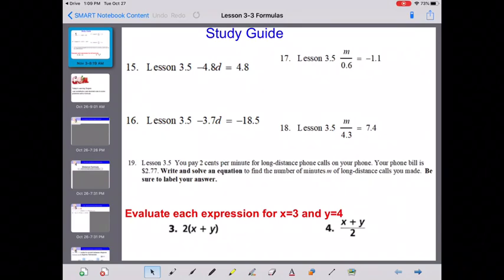This is Lesson 3-3 from the Algebra Readiness textbook. Grab your notes packet and work on these study guide problems. Continue the video as soon as you have finished.